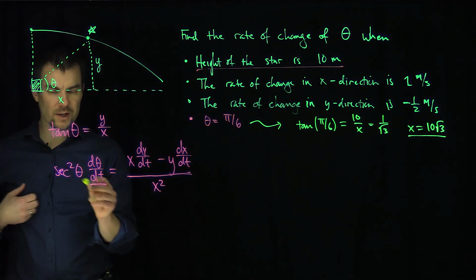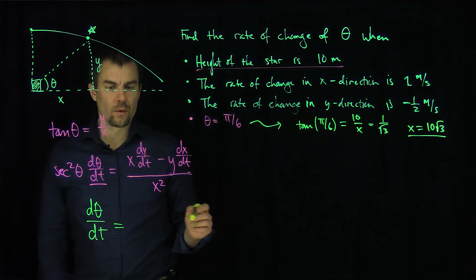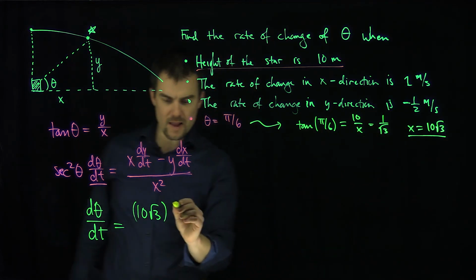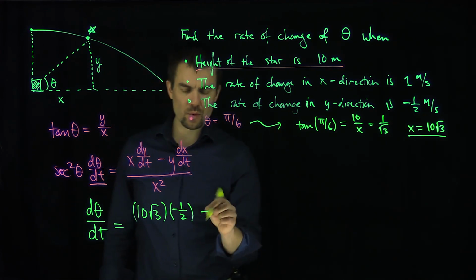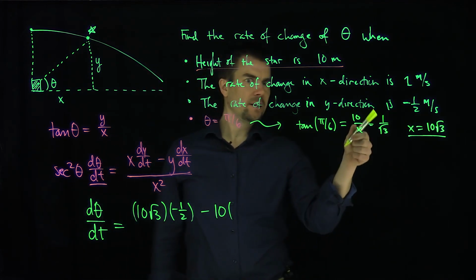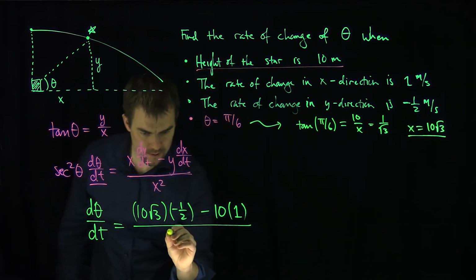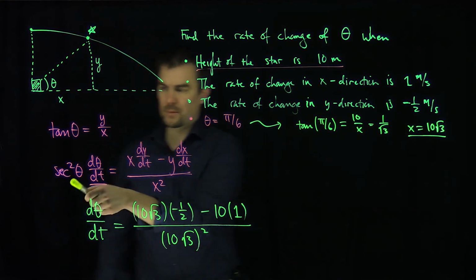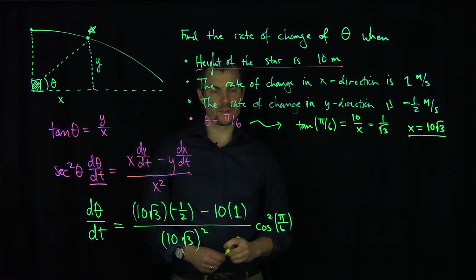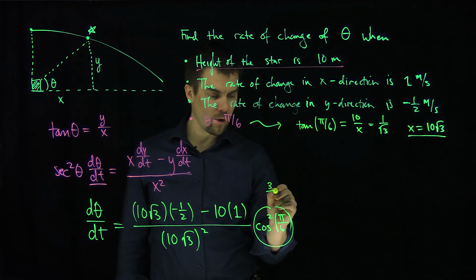The secant, of course, is 1 over cosine, so if I multiply both sides by cosine squared, d theta dt is going to be what? The x value is 10 square root of 3. dy dt is negative 1/2. Minus y, which is 10, times dx dt, which is 1, all over x squared, that's 10 square root 3 squared, times the cosine squared of pi over 6. The cosine of pi over 6 is root 3 over 2, so the cosine squared turns into 3 over 4.